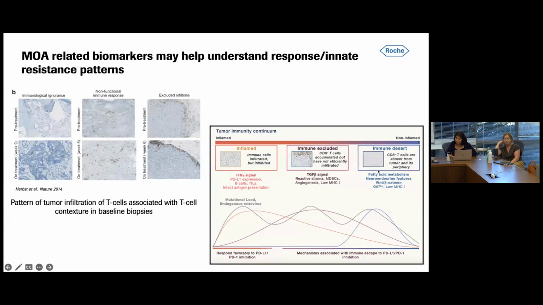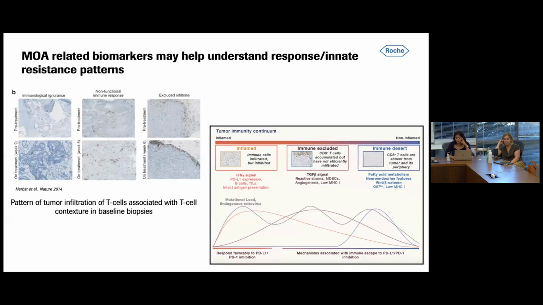They tend to be highly proliferating and have a lot of fatty acid metabolism signatures associated with them, where the tumor cells are just gobbling up all the energy and not letting any energy go to the immune cells in the periphery, and just as a result, killing the immune cells.